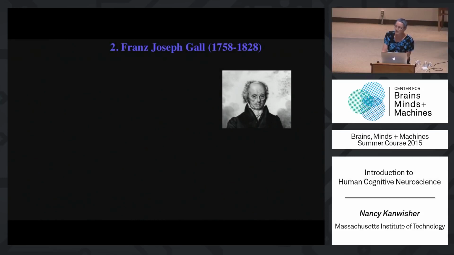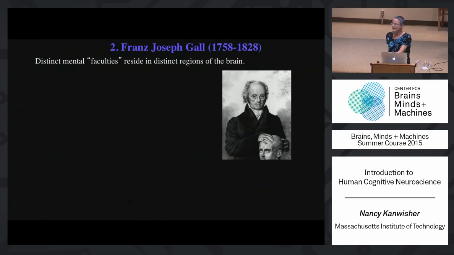Another method was invented by Franz Joseph Gall, and he argued that there are distinct mental faculties that live in different parts of the brain, right? Which I think is more or less right, as I'll argue. But Gall lived in the 1700s, and he didn't have an MRI machine, so he did the best he could, which wasn't so hot. He invented the infamous method of phrenology.